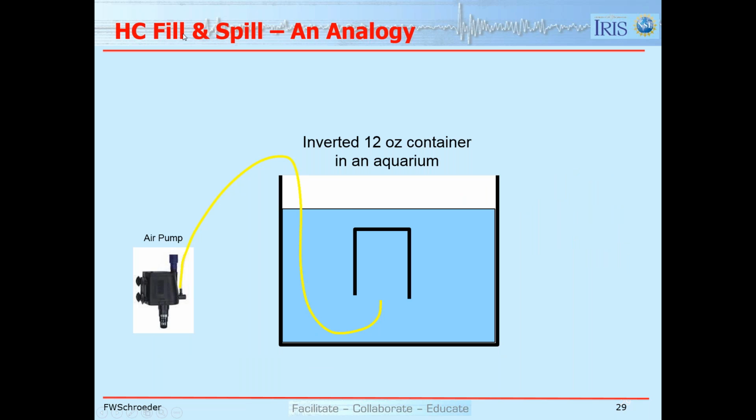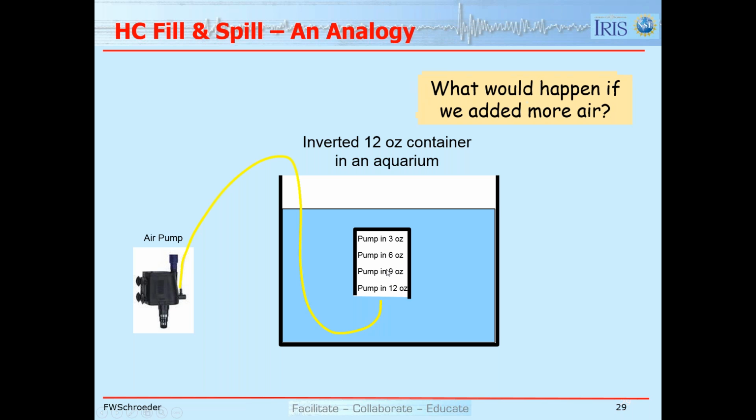We also have to worry about hydrocarbon not just filling a trap, but also spilling from it. And I like to use analogies. So I have here represented an aquarium. I have a 12-ounce container. We could call it a glass, that's inverted. It's filled with the aquarium water, and then I have an air pump. And if I turn the pump on and it pumps in 3 or 6 or 9 or 12 ounces worth of air, the air being less dense will rise to the top of the glass and displace the water.